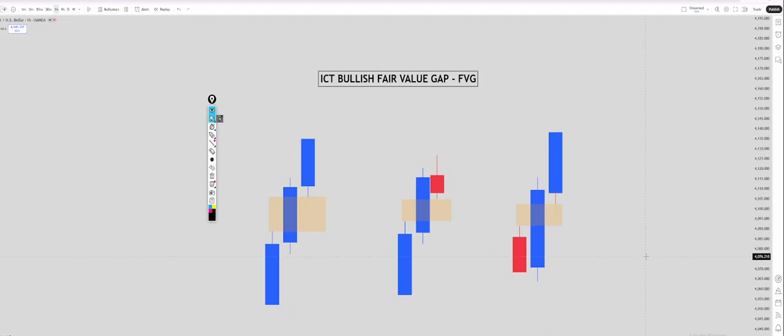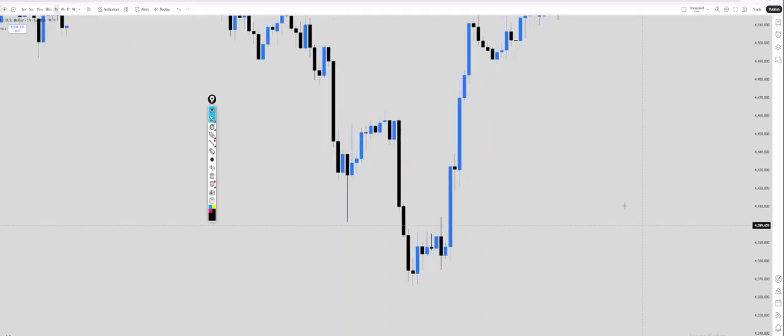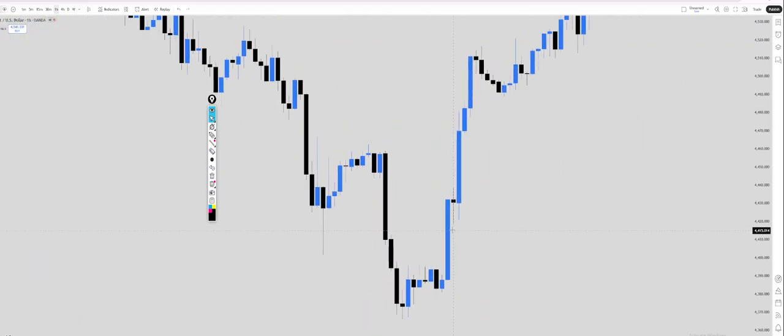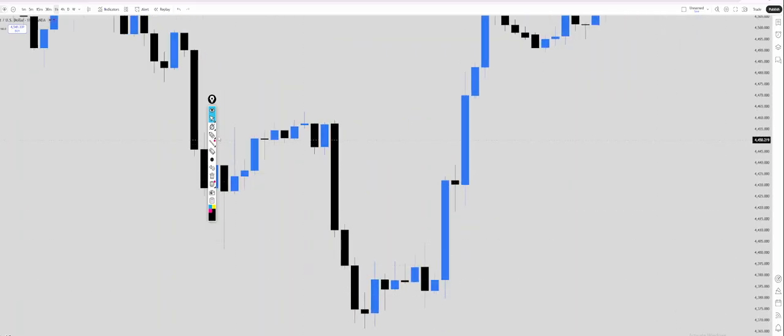Next, let us see examples of this bullish fair value gap in the real market, and how these fair value gaps look on the charts. At this point, you can see one, two, and three candlesticks. We can mark the area between the high of the first candlestick and the low of the third candlestick as a bullish fair value gap, but price has not retraced into this area.